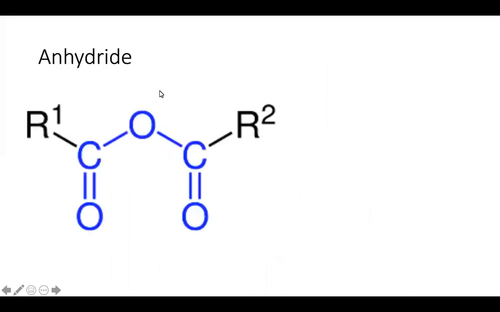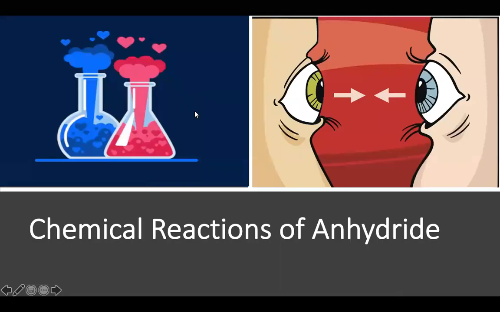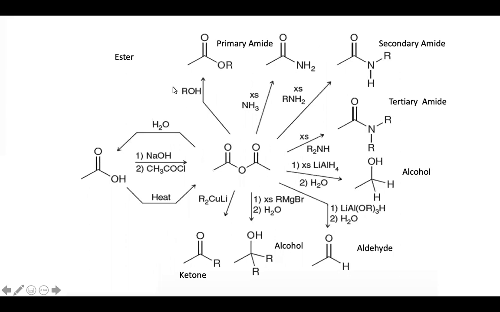Anhydride is actually pretty similar to the one mentioned before, acyl chloride. So we still get ester and amide using different amines. And also reduced alcohol, aldehyde, and ketones, and so forth.